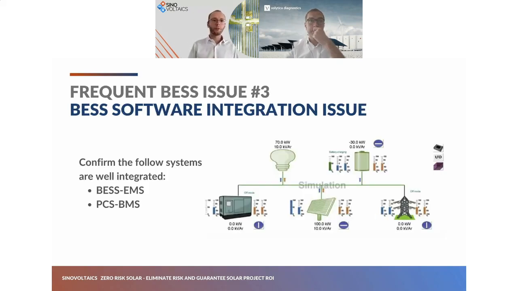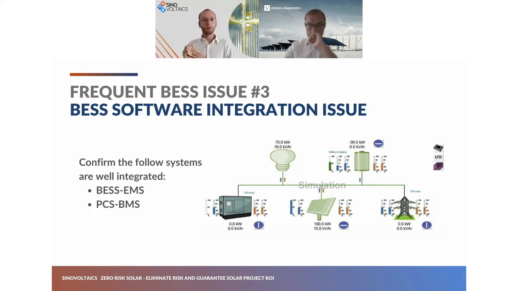Third frequent BESS issue is about the software side. Sometimes when we visit factories for the FAT, we find that people are not working on the FAT, but rather on solving some bugs because of bad software. Those software issues could be on two sides. First is the whole system, the BESS with the EMS, the energy management system. Meaning how the BESS will work with the PV module, with the genset, with the grid as well, with the load. And you want to be sure that those tests are done before the FAT.